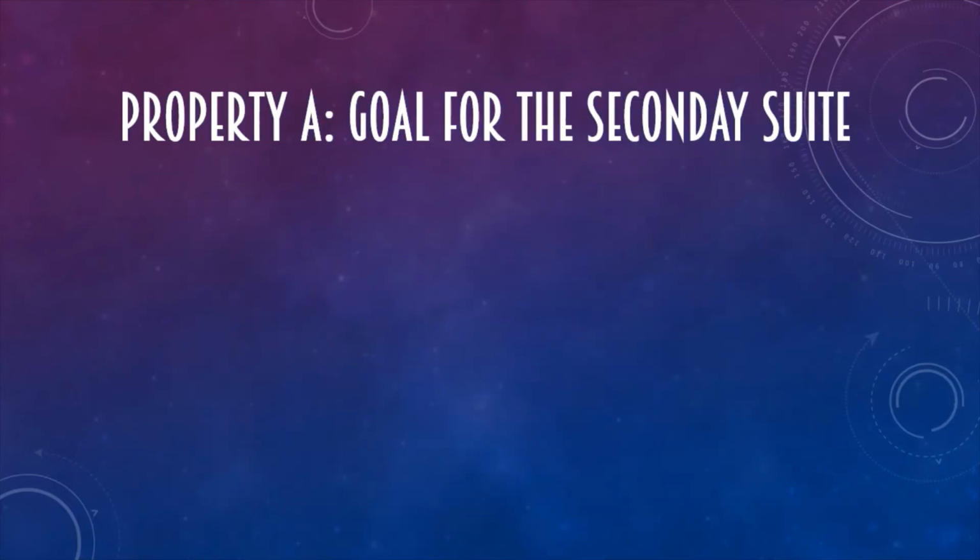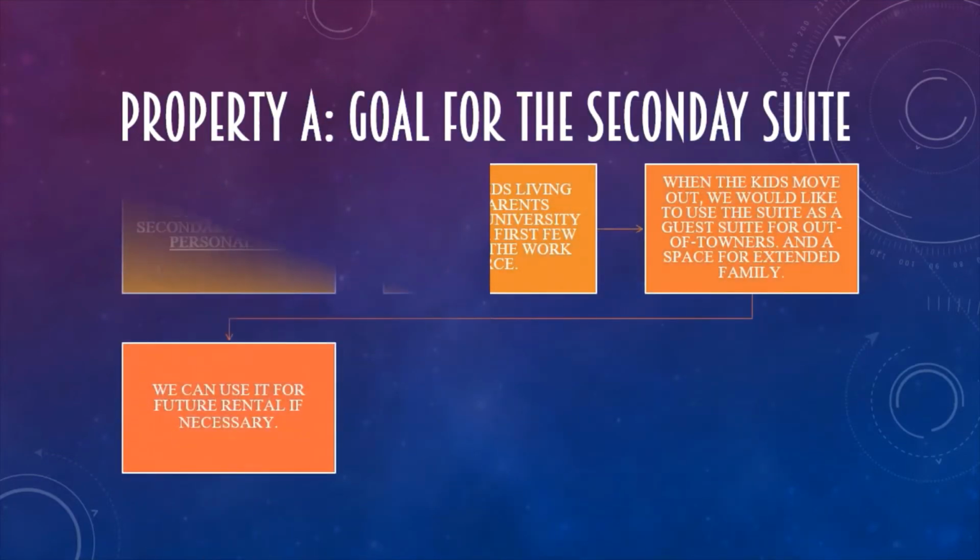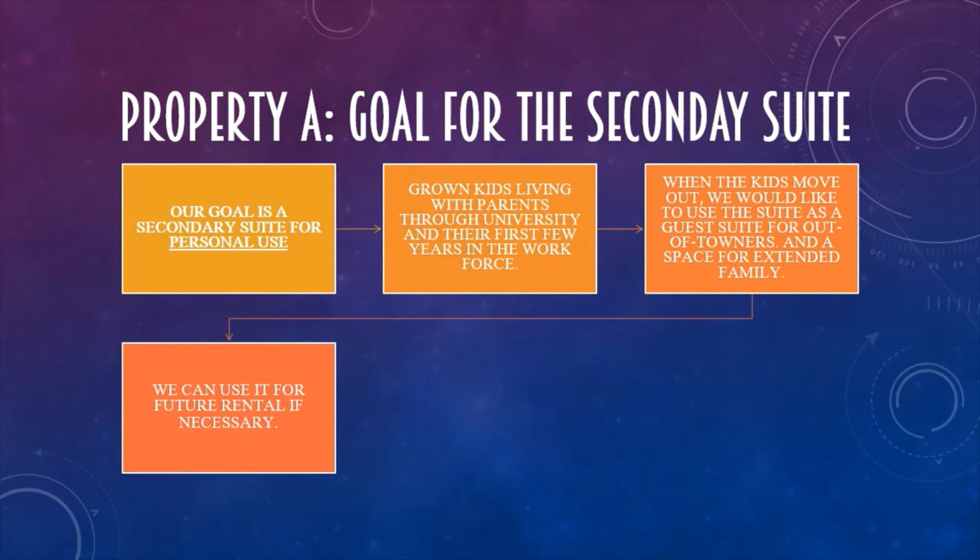Okay, our goal for property A. I said it was a secondary suite. In our secondary suite, we're going to have our grown children live there throughout their course in university, and for the first couple of years of them being in the workforce. But once they leave, we're probably going to use this suite for out-of-towners, or open the space up for extended family members. Or perhaps we could just switch the script a bit and have it as a future rental if we need to.